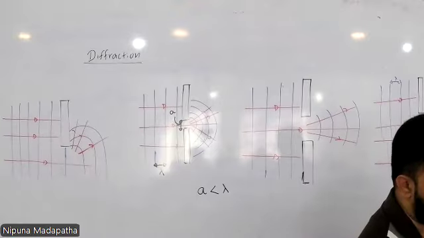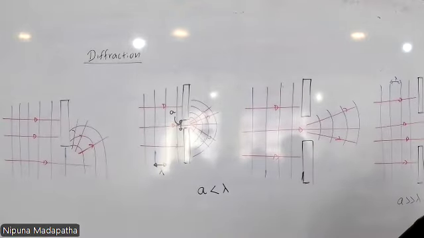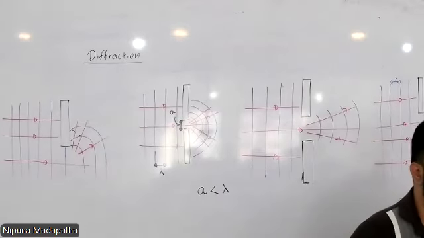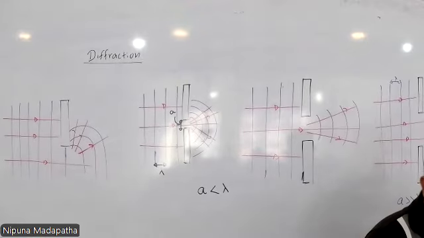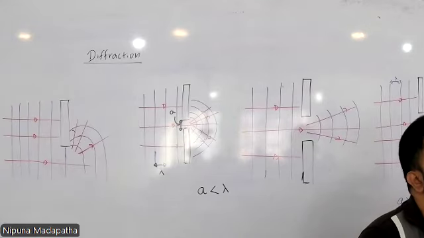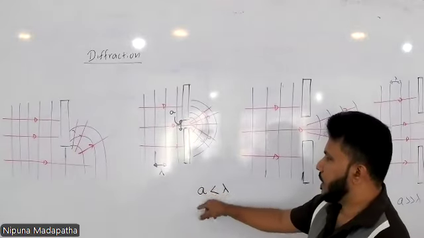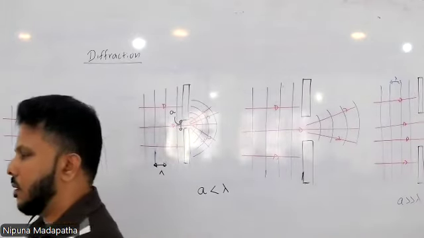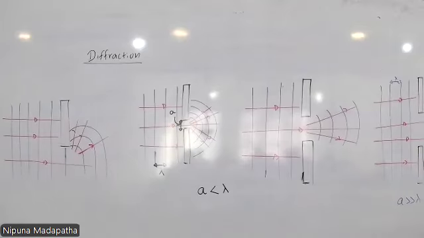Diffraction is decided by the size of the aperture or obstacle, within bracket simple A, and the wavelength lambda of the wave.